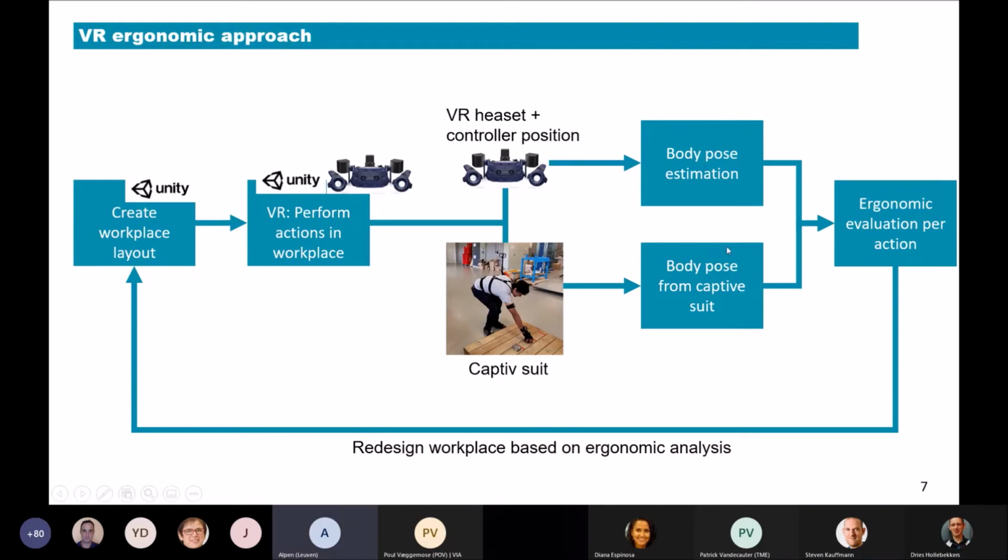With each of these 2 systems, we can estimate the body position of the operator, and then based on these positions and the loads that they are taking, we can compute the ergonomic loads of each action. When we know the ergonomic load, we can use these values to improve and modify the work cell to make it more comfortable for the operator.